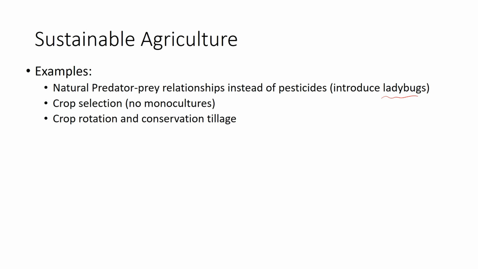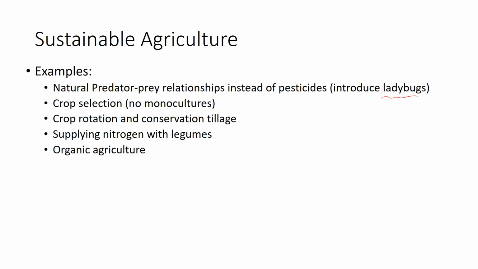Crop rotation and conservation tillage, we've already talked about that in detail. Hopefully you guys remember what that is. And then using things like legumes, which would be peas, soybeans, etc., which will naturally have a symbiotic relationship with certain fungus and bacteria that help increase the nitrogen in soil. All right? And then making use of at least some organic agriculture.